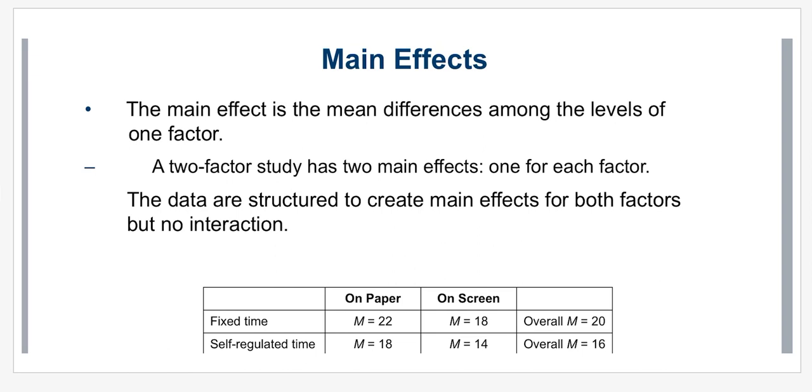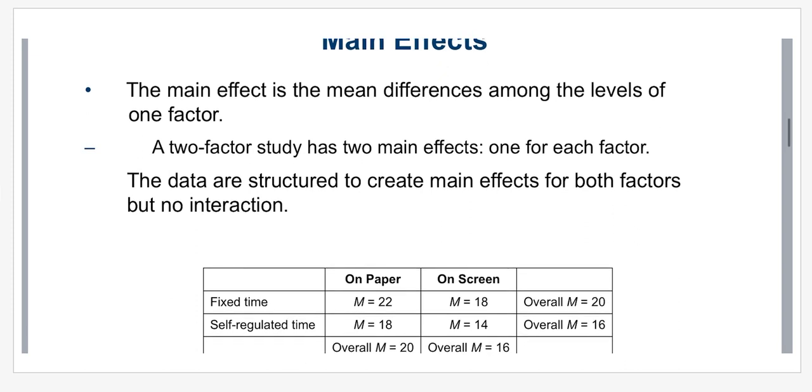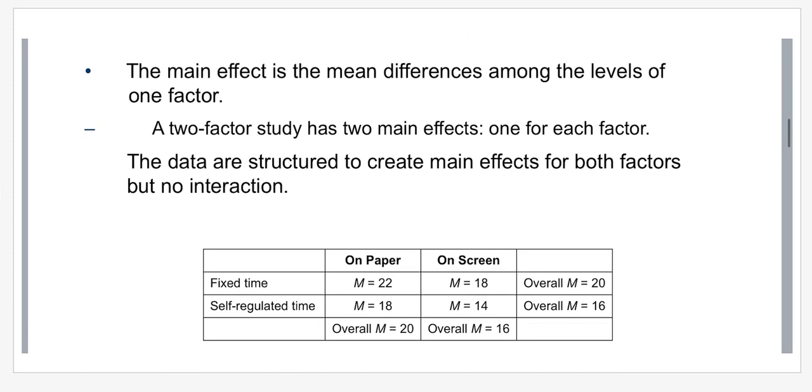There's going to be the potential for a main effect for the type of studying they did, either on paper or on screen, the mode of studying, and then there could be a main effect for the control of time, whether it was a fixed time or a self-regulated time. So there could potentially be a main effect for each. There's two possible main effects because there are two independent variables here, right?